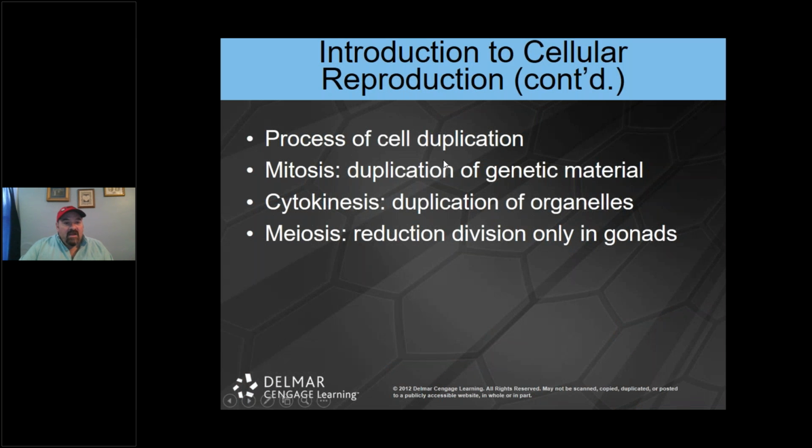Now, you'll see here as far as reproduction of a cell, okay? All the cells of the body, except the sperm and the egg, are reproduced via mitosis. Meiosis is how these gametes, these sex cells, the sperm and the egg, are reproduced. So cellular duplication is mitosis. And cytokinesis is the actual division of the cytoplasm, and I'll show you where this takes place.